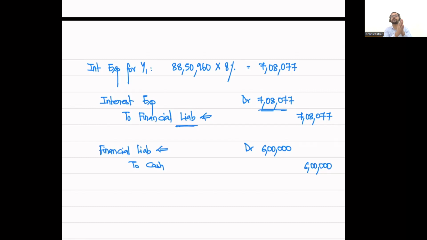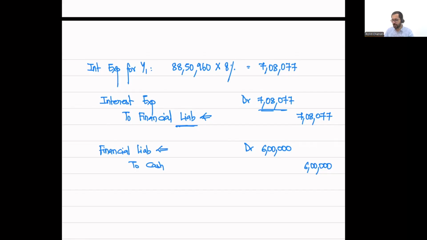My interest expense for the year is 7 lakh 8,000. Out of that, I paid 6 lakhs in the form of cash. The remaining 1 lakh 8,000 is technically an addition to the liability, that is remaining to be paid. That is how we're actually going to look at it.